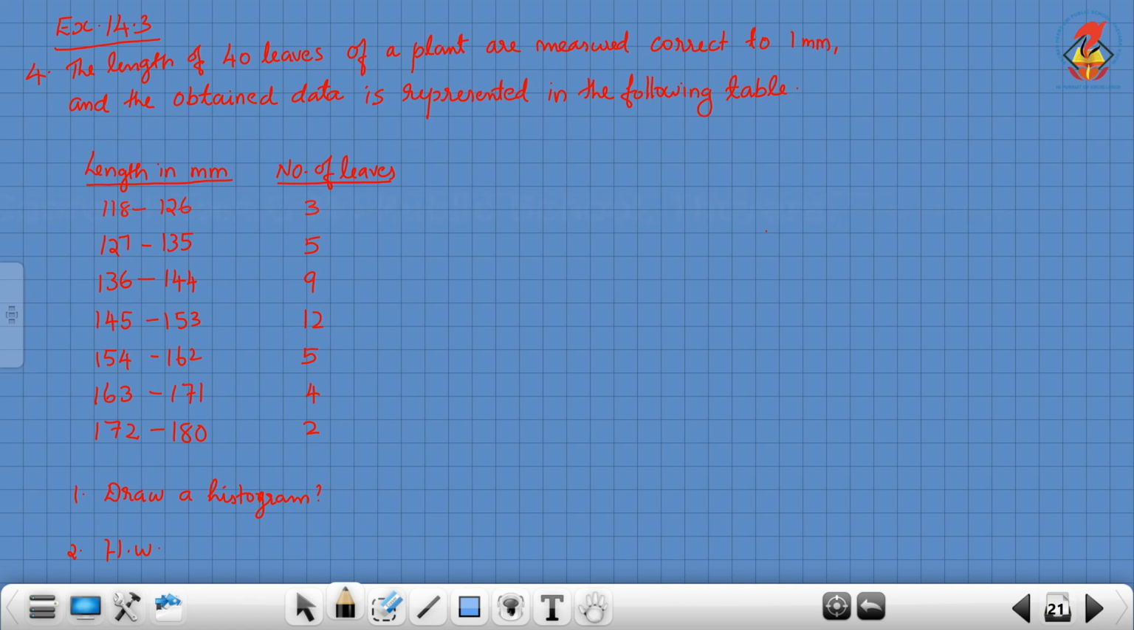Then how can you change it into a continuous class interval? Here you can choose any 2 consecutive class intervals. Here I am taking the first 2: 118 to 126 and 127 to 135.